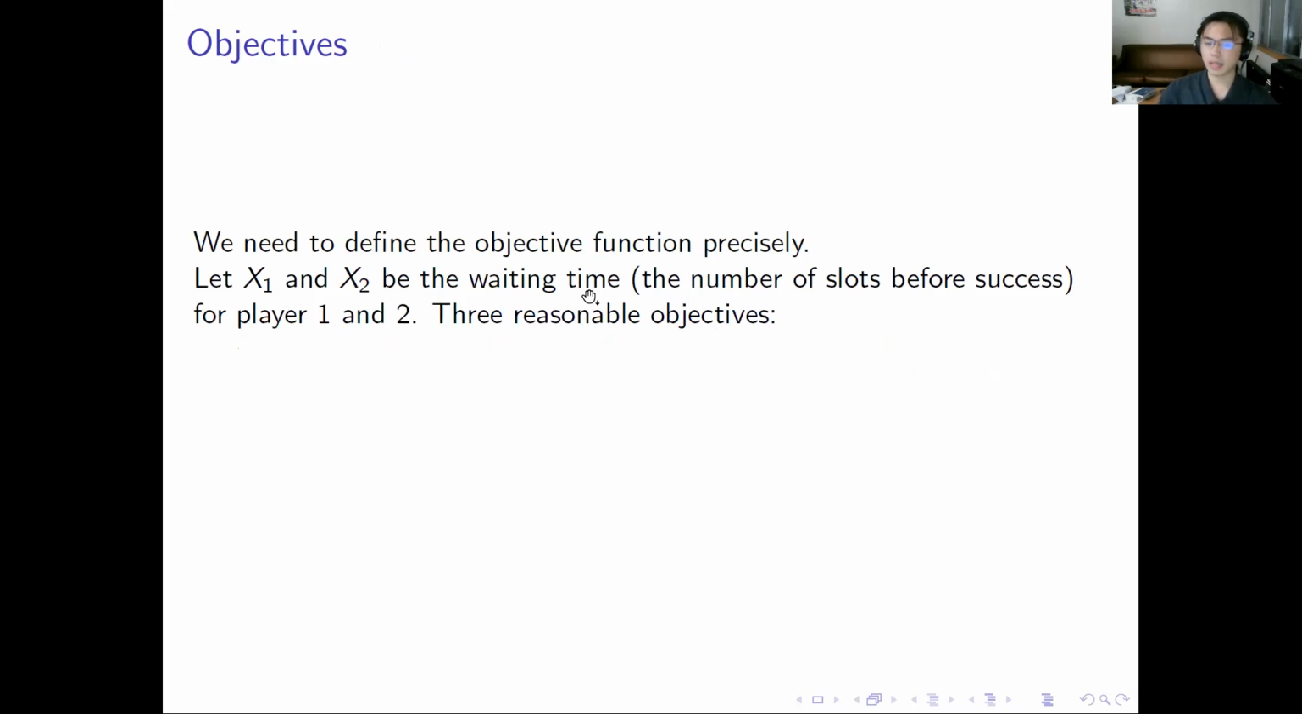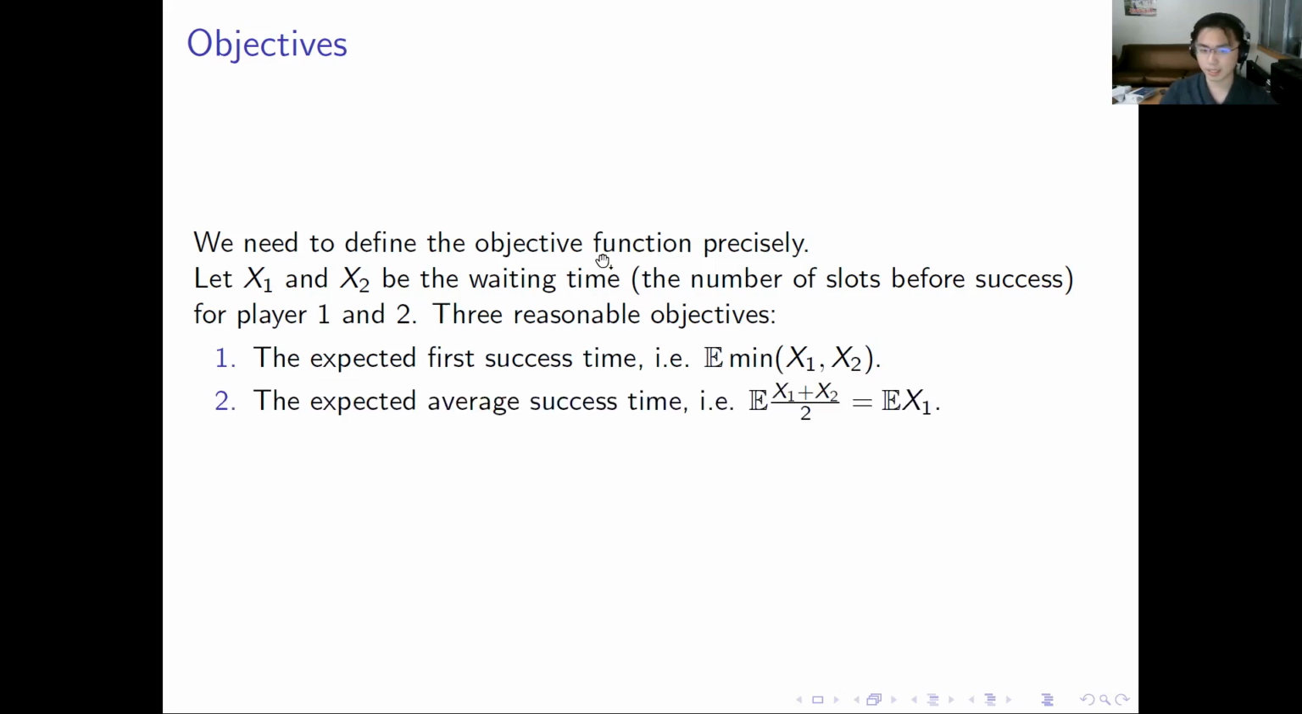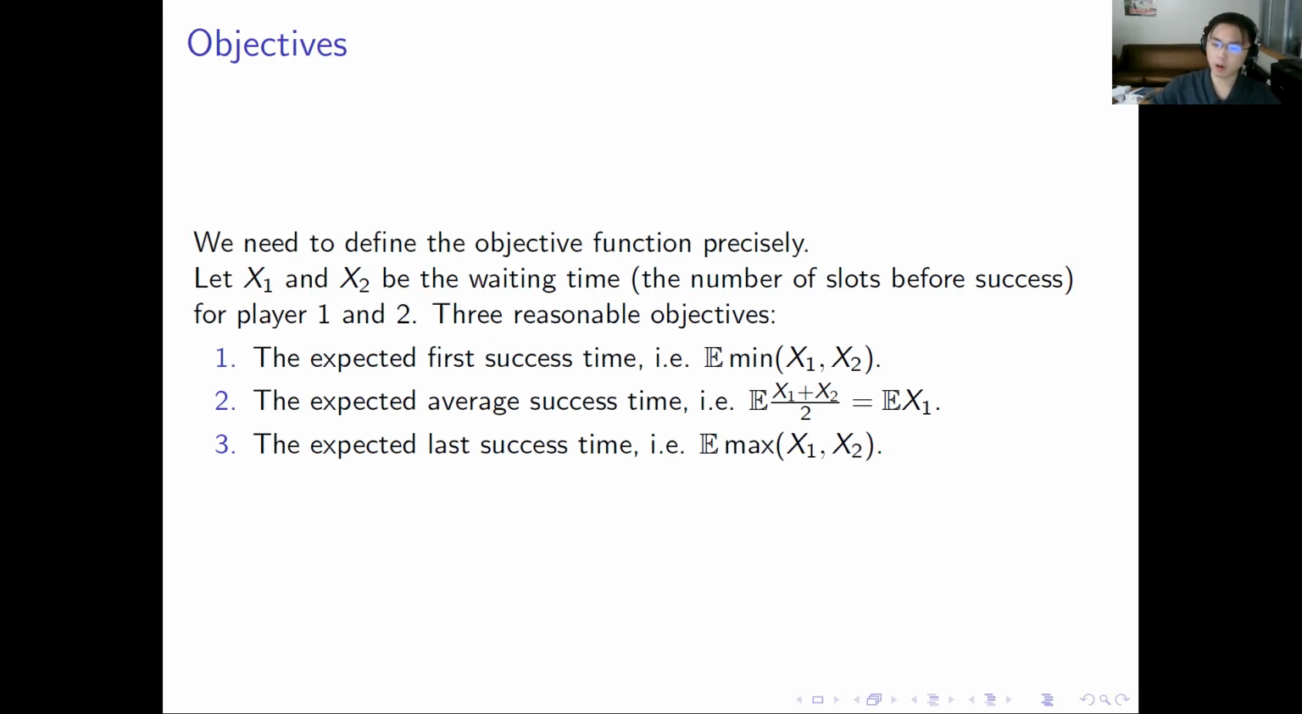So let x1 and x2 be the waiting times for players 1 and 2. Both are random variables, and the randomness comes from the private random bits they have generated. There are three reasonable objectives. First is the expected first success time, that is the expectation of the minimum of x1 and x2. Second is the expected average success time. Because x1 and x2 are symmetric, the average success time is just the average waiting time of the first player or the second player, and they're equal. And the third reasonable objective is the expected last success time, so how long it lasts before the last player leaves. In other words, like the makespan.